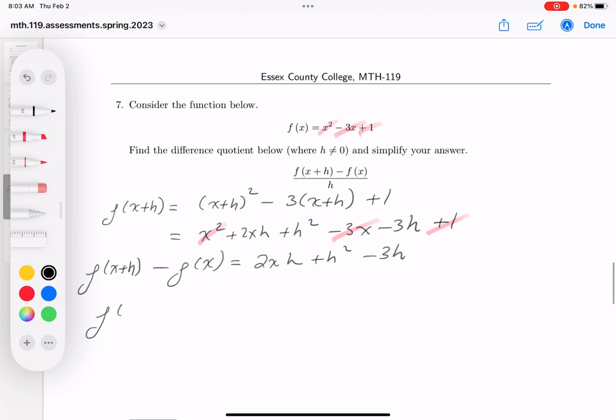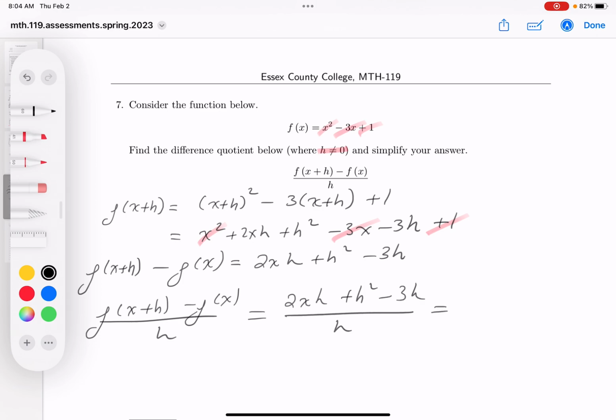Next up, I'm going to do f of x plus h minus f of x over h, with the understanding that h is not equal to 0. And that's an important fact, by the way. So what do you get? You get 2xh plus h squared minus 3h over h. I divide by h, and it's term-wise division. First term, 2xh divided by h is 2x. The next term, h squared divided by h, is h. And the last term, minus 3h over h, is going to be minus 3. All right, we got this over here, and we move on.